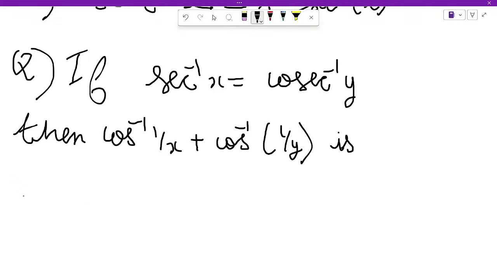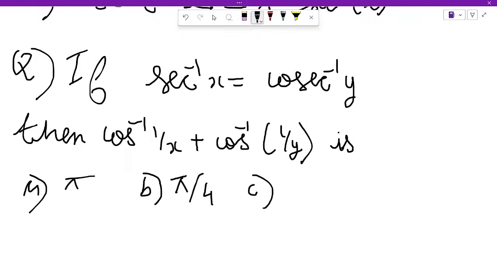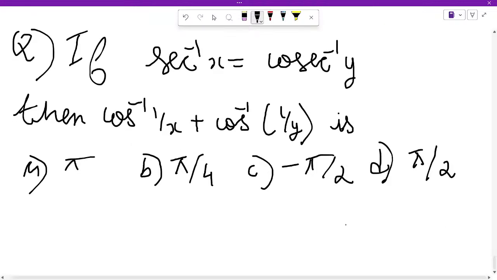Okay, if you want the options, I'll also give the options. Option A is pi. Option B is pi by 4. Option C is minus pi by 2. Option D is pi by 2. It's a very simple question, guys.